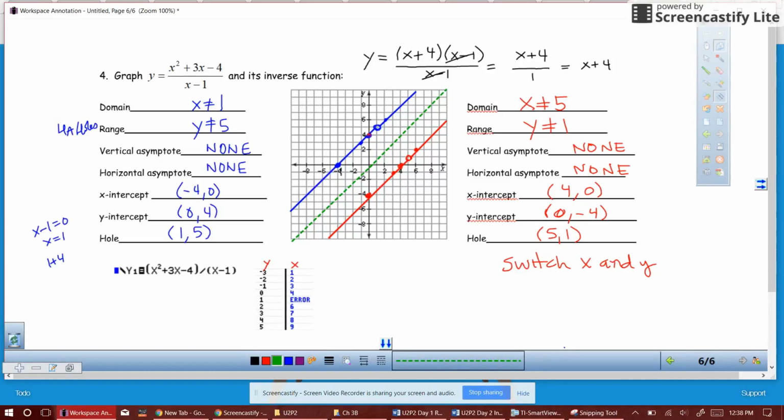Hopefully that will help. A lot of your homework problems are very similar in that you don't have to cancel out and simplify, and then make sure you're just simply switching your x and y.